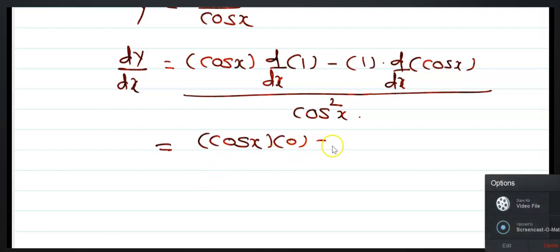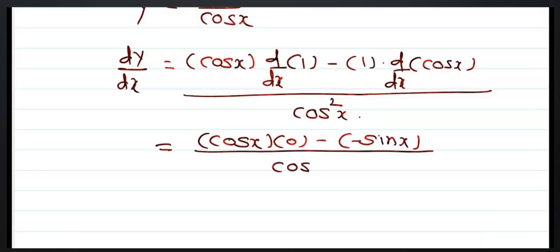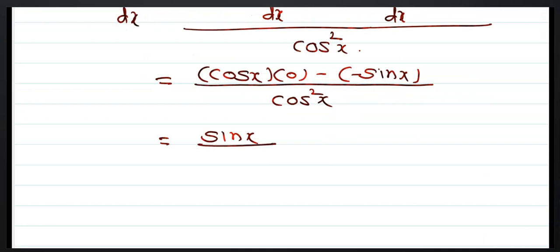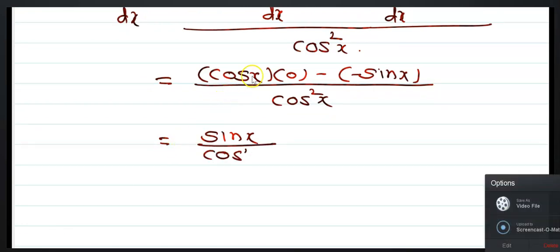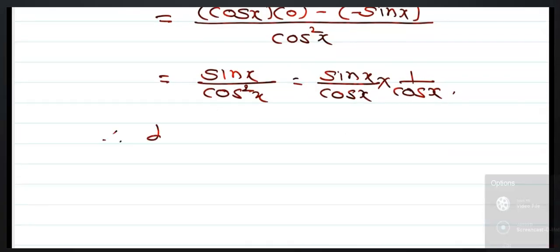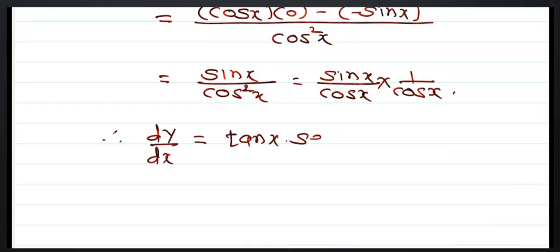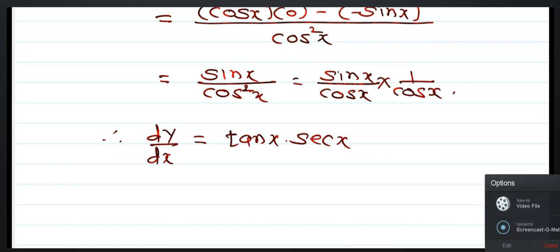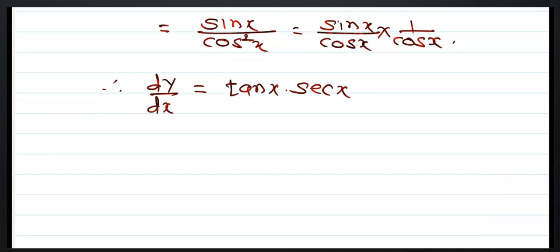Cos of x into 0 minus 1 as it is, and the derivative of cos of x is minus sin x, and that minus minus will become plus, upon cos square x. That is, this will become 0 and this will become plus sin of x upon cos square x. That is, sin x upon cos x into 1 upon cos x. Therefore you will get the derivative of sec x is equal to tan x into sec x, and that's why the derivative of sec x is sec x into tan x.